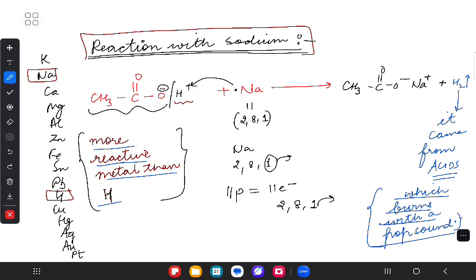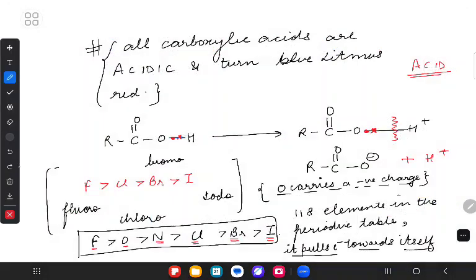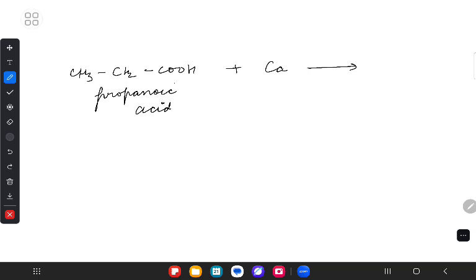Right. So if I ask you to make another reaction with CH3, CH2, COOH, it's a three carbon carboxylic acid. This is nothing but propanoic acid. And now if I ask you to make its reaction with calcium, do you realize that in the reactivity series it is potassium, calcium, magnesium, aluminium, zinc, iron, tin, lead, hydrogen, Cu, Hg, Ag, Au, Pt.